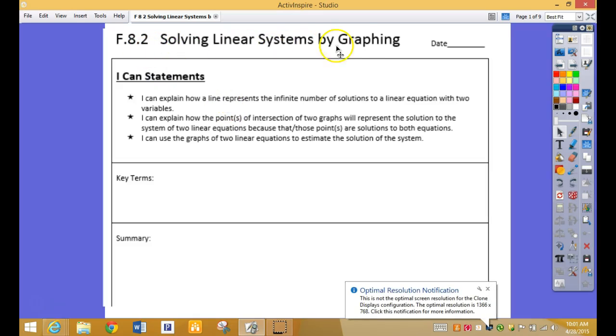8.2, solving linear systems by graphing, day 1. I want to split this in half.